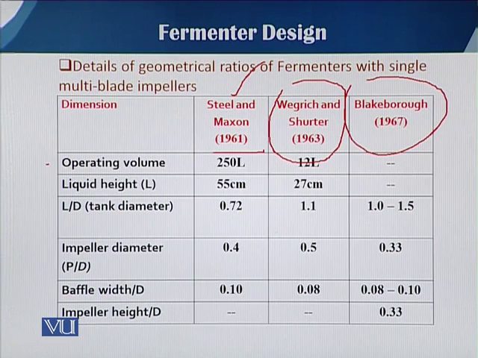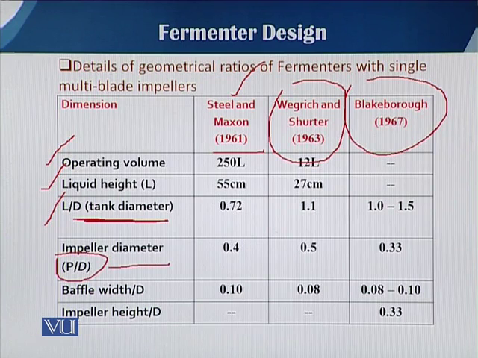You can see the operating volume, the liquid height, the ratio between liquid height and the diameter, which is very critical, and then the impeller diameter and the diameter. So what will be the ratio of the impeller width to the total diameter of the fermenter, and by this ratio we can design the baffle width, and then the impeller height, which is basically the height of the impeller from the base. So these are the different ratios.